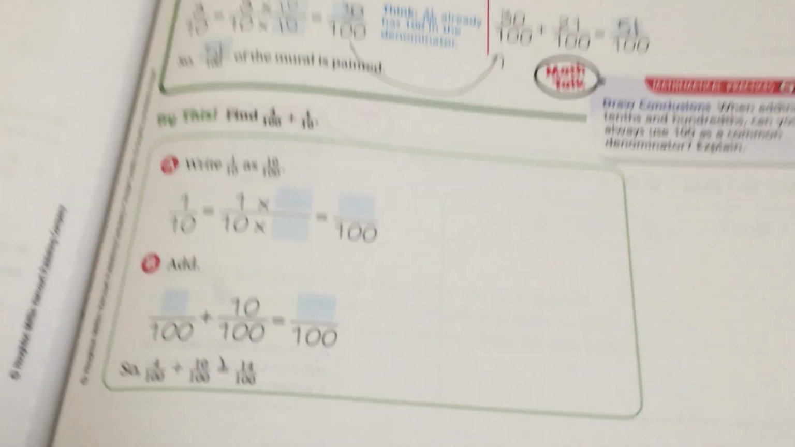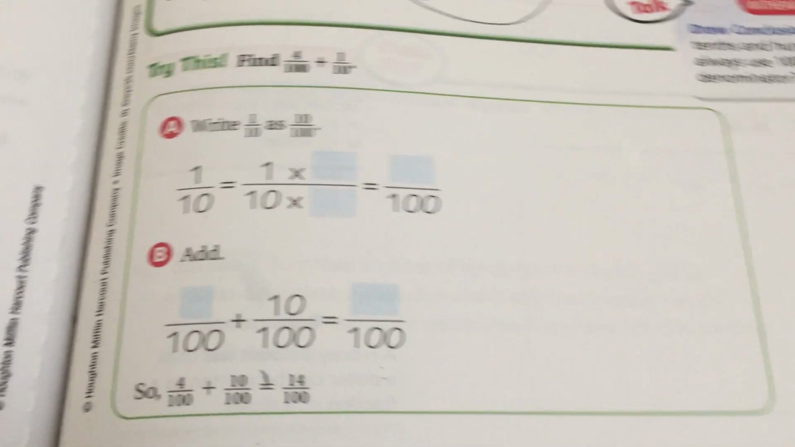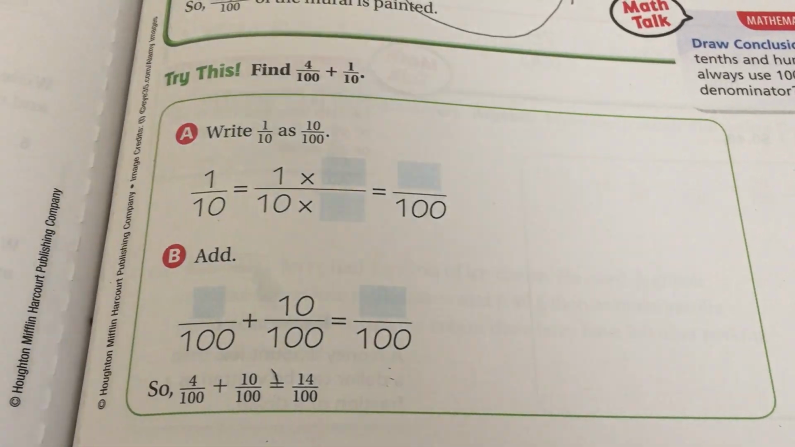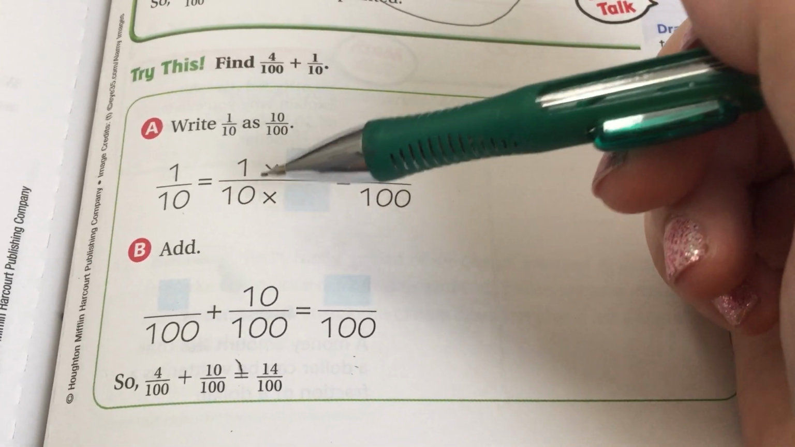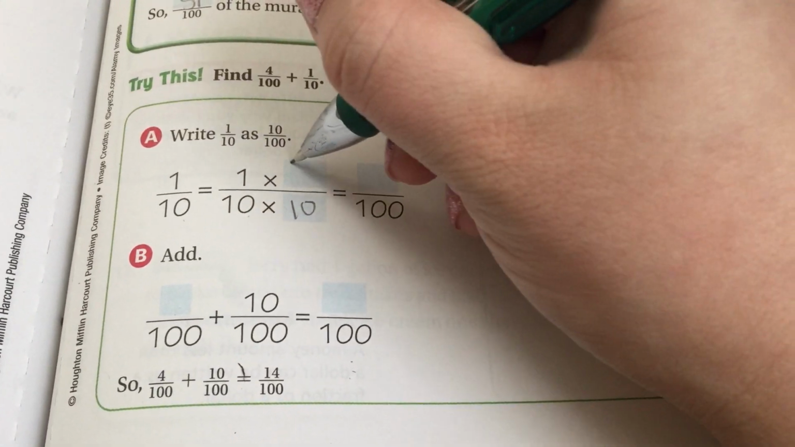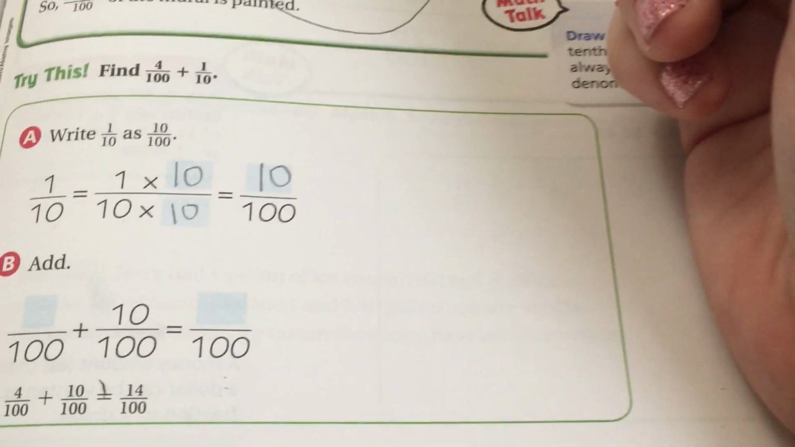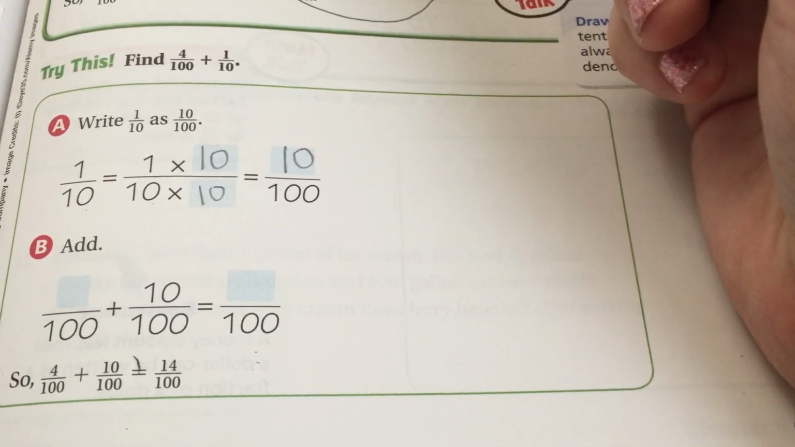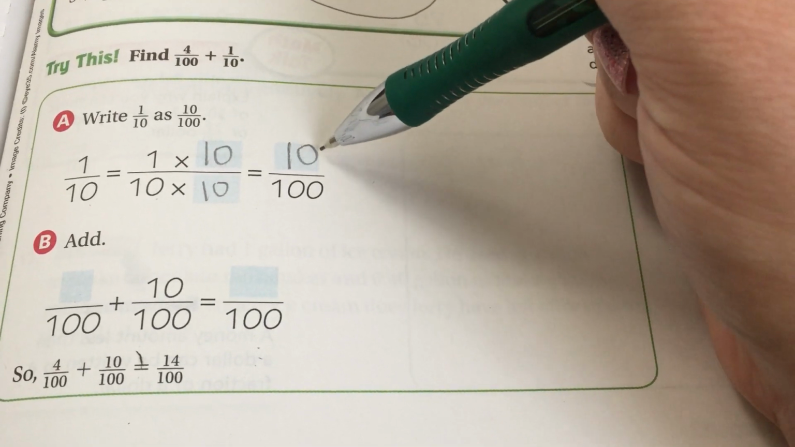All right, so at the bottom of the page, let's try this. 4/100ths plus 1/10. So again, we have to have the same denominator. So I'm going to take the 1/10 and turn it into a fraction with a denominator of 100. So if I multiply 10 by 10 to get the 100, I also have to do that to the top. And I get 10/100.